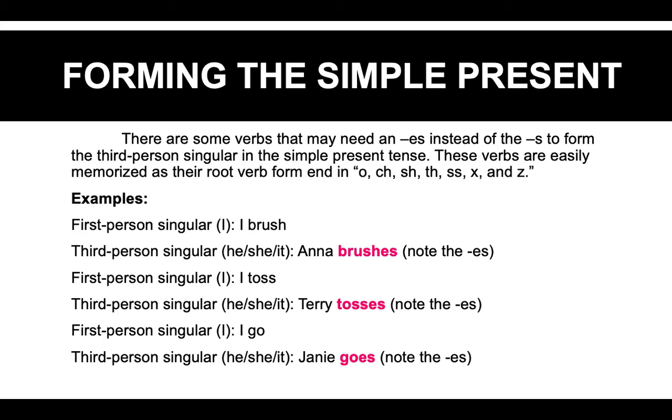Look at these examples. For the first person singular, I brush. For third person singular, he, she, or it, we could say Anna brushes or she brushes. First person singular, I toss. Third person singular, Terry tosses or he tosses. First person singular, I go. Third person singular, he, she, or it, we could say she goes or Janie goes. Notice how we change the root form or the base form, and then we add an es at the end.